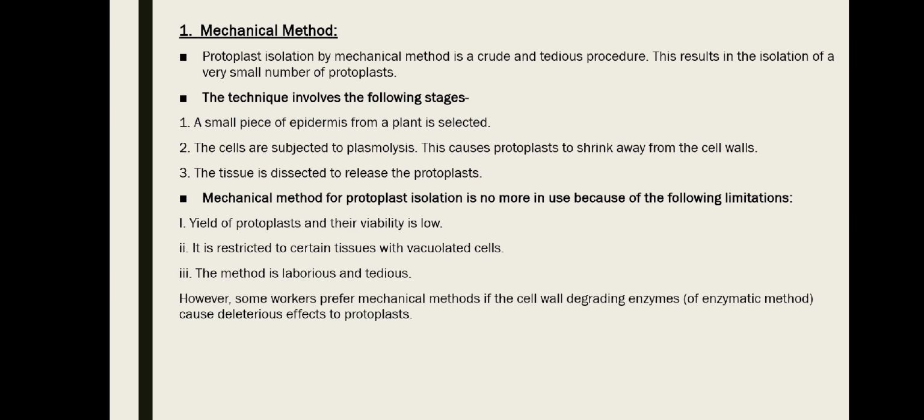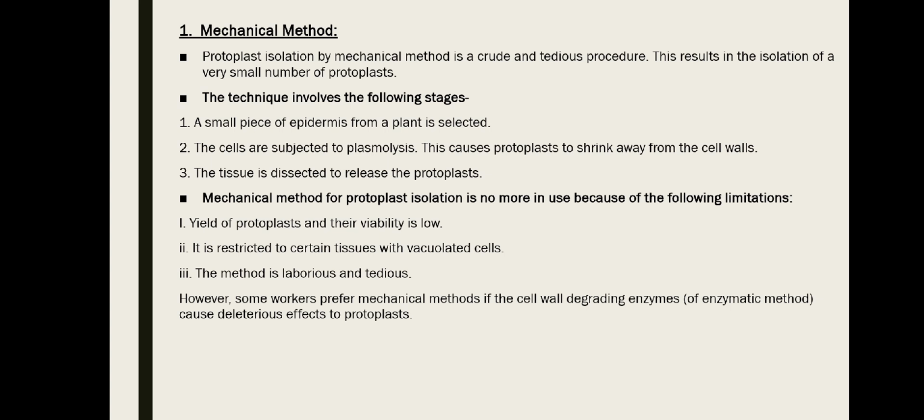Mechanical method of protoplast isolation. Protoplast isolation by the mechanical method is a crude and tedious procedure. This results in the isolation of a very small number of protoplasts. The technique involves the following stages. A small piece of epidermis from a plant is selected. Then cells are subjected to plasmolysis, where protoplasts shrink away from the cell walls. Then the tissue is dissected to release the protoplasts.